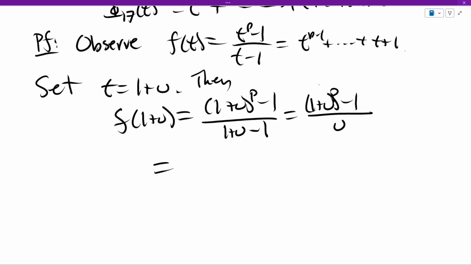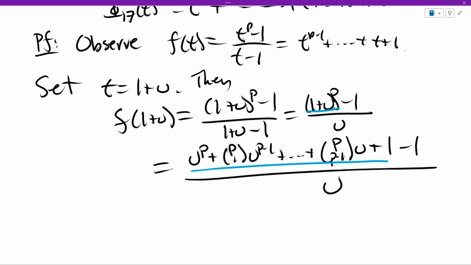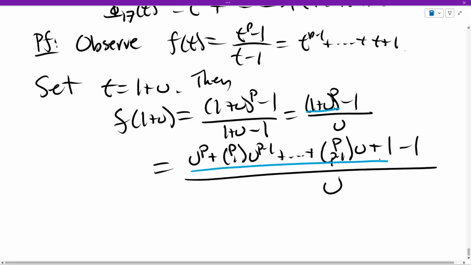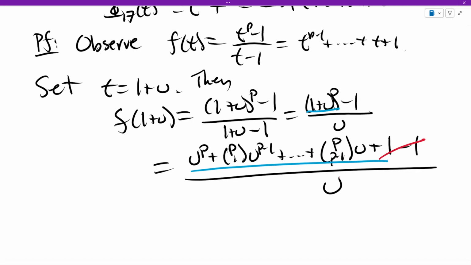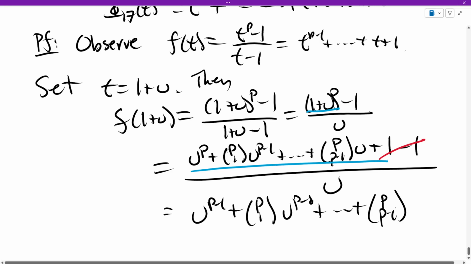All right, let's multiply this out. How are we going to multiply out (1 plus u) to the p? We're going to use the binomial theorem. So it's u to the p plus p choose 1, u to the p minus 1, all the way up to p choose p minus 1, u plus, of course, 1. That's this part. And then we're going to subtract 1 from that and divide everything by u. So if we subtract 1 from that, the 1's cancel. And if we divide everything by u, we're going to get the following: u to the p minus 1 plus p choose 1, u to the p minus 2, all the way up to p choose p minus 1.